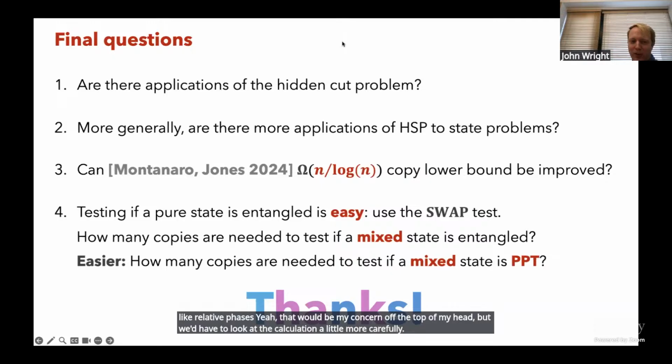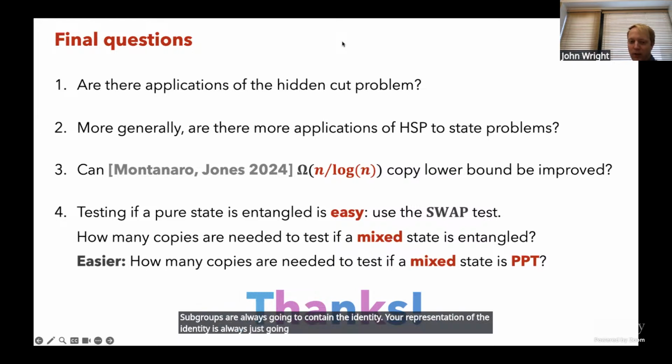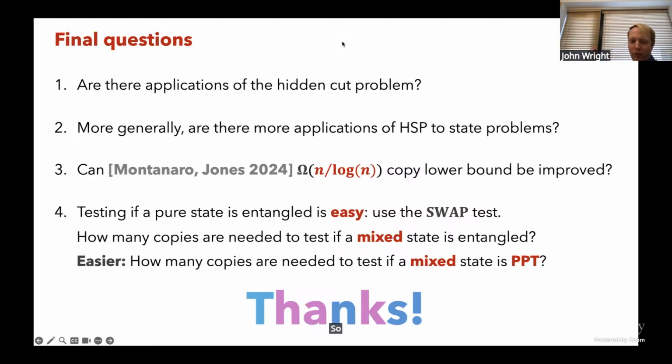The other thing is, if you're invariant under a subgroup, the subgroup's always going to contain the identity. Your representation of the identity is always just going to be an identity matrix. So the identity representation can't give you a global phase. So that would definitely mean, I think, sometimes your phases are going to be different.